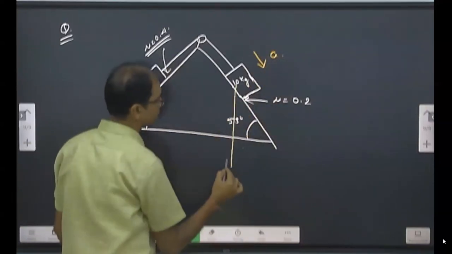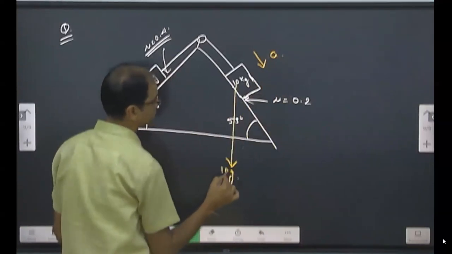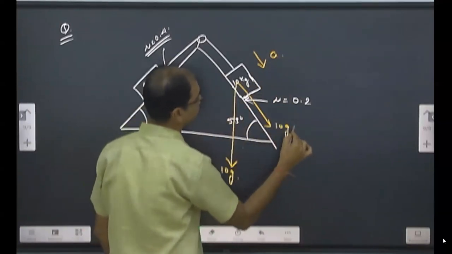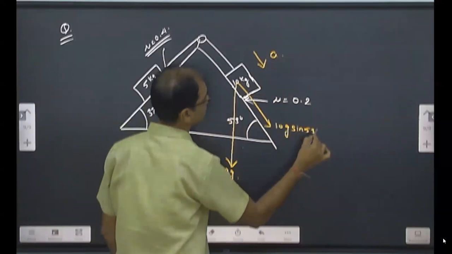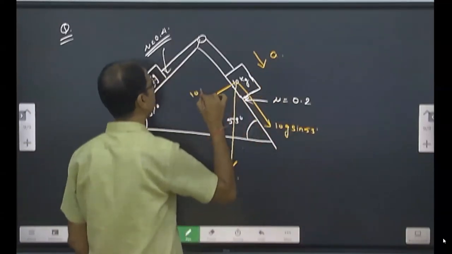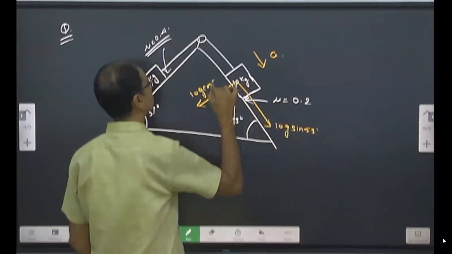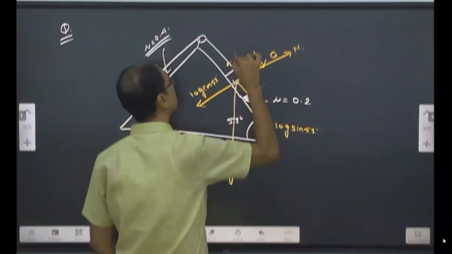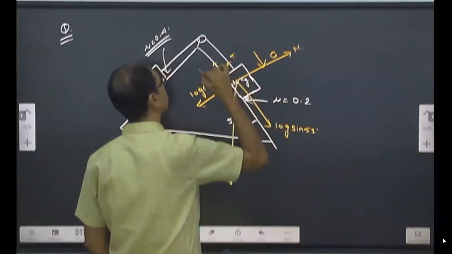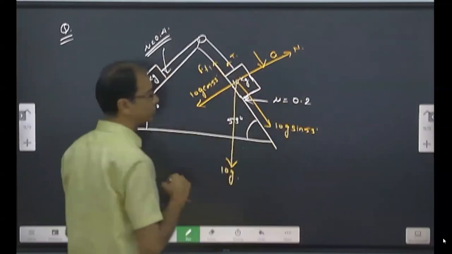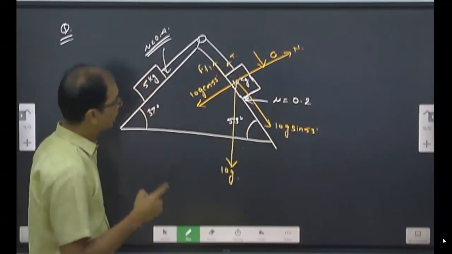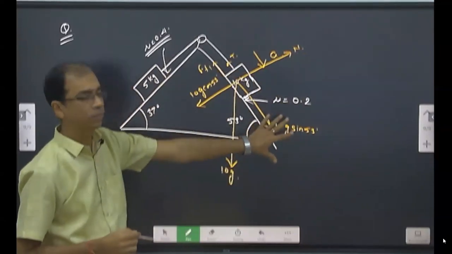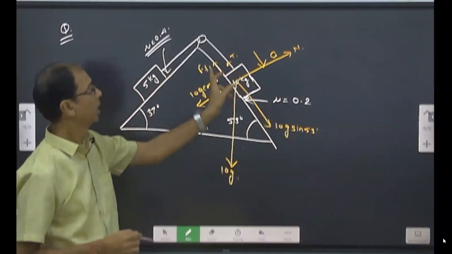In this direction, mg, which is 10g, is acting. In this direction, 10g sin 53, the sine component. In this direction, 10g cos 53. Here is the normal contact force. Here is tension, and so is friction here. If I make the equation for this motion, the driving force is 10g sin 53, opposed by the tension as well as friction.